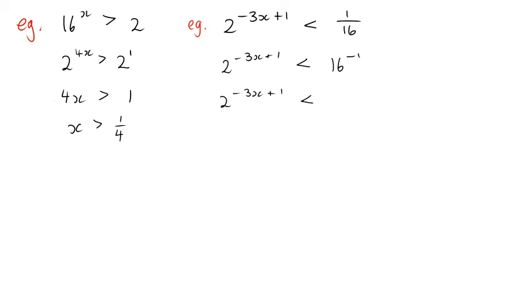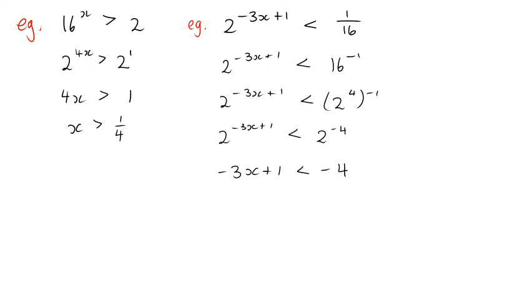So again, 16 base 2 is 2 to the 4. We get 2 to the 4 to the negative 1. Those two powers we can multiply. So we get 2 to the negative 4. And now just equate the powers. So negative 3x plus 1 is less than negative 4.